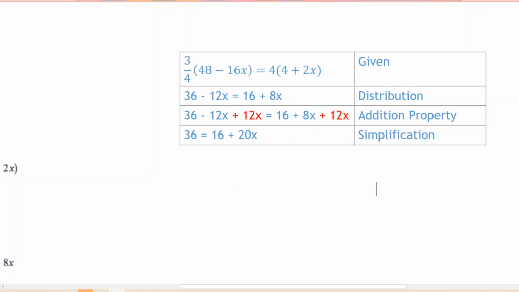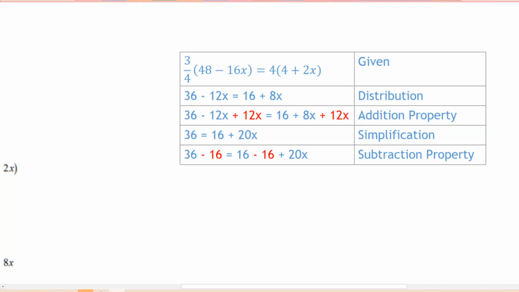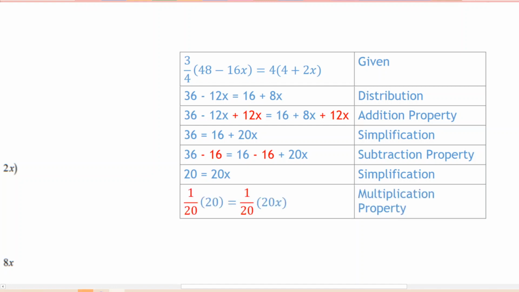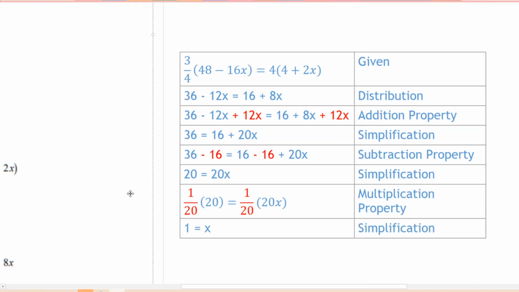Now that I've simplified, I notice that the variable on the right side has a constant 16. So I use a subtraction property. That simplifies into 20 is equal to 20x. So I'm going to divide both sides by that coefficient of the variable. In this case, it happens to be 20. And that simplifies into x equals 1.